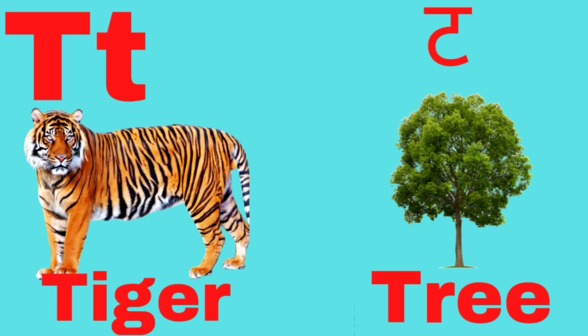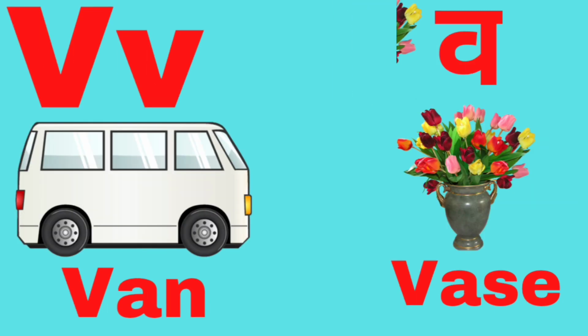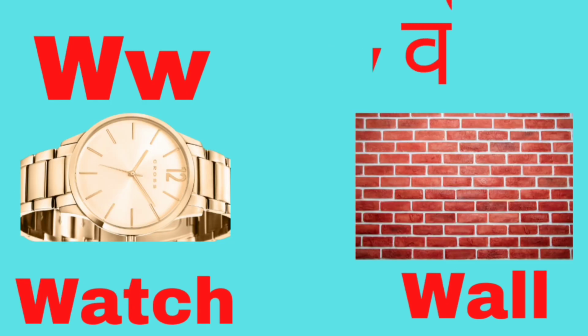T for tiger, T for tree, t. U for umbrella, U for unicorn, V for van, V for vest, v. W for watch, W for wall, w.